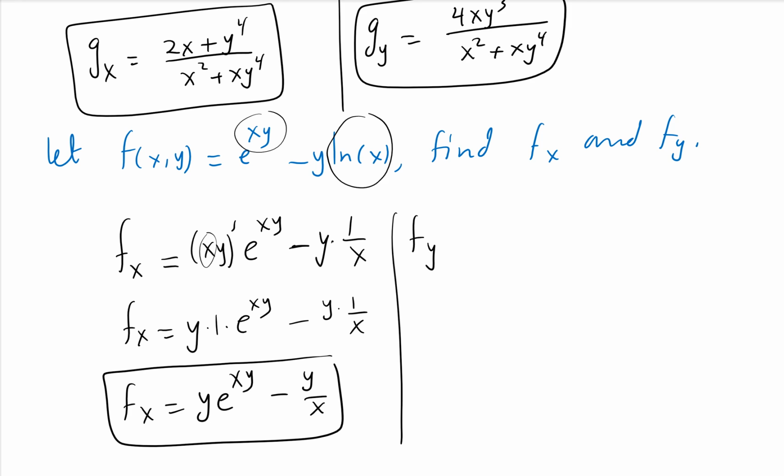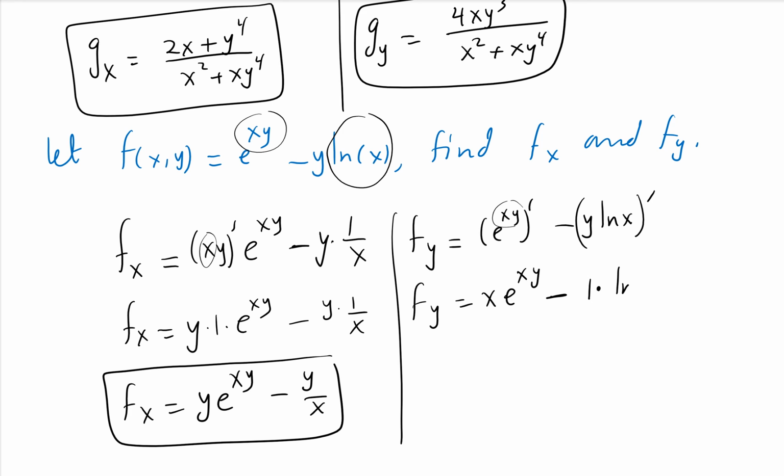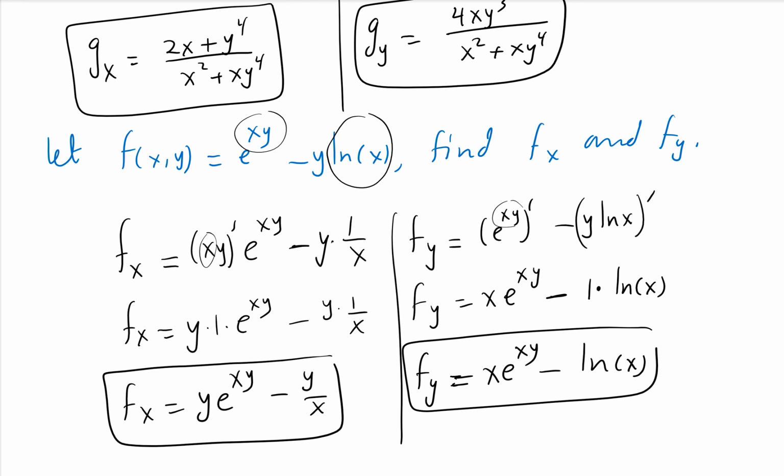f sub y, same thing, we need to find the derivative of this with respect to y and derivative of this. Derivative of this is the derivative of the top, which is x times itself, because x is a constant. Derivative of y is 1 and keep natural log the same. So f sub y is x e to the xy minus natural log of x. That's all we have to do.